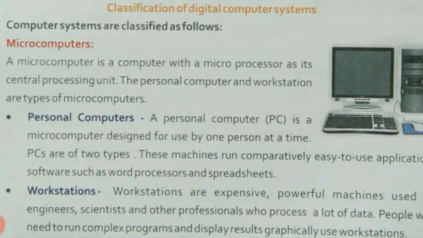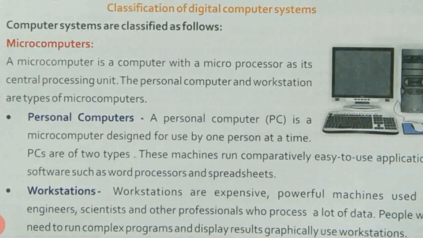Next one is classification of digital computer system. Computer systems are classified as follows. Now, if you heard the classification of computer, then you might have heard the four types of computer. That is microcomputers, mini computers, mainframe computers, and supercomputers. If you didn't hear, then we'll see here.